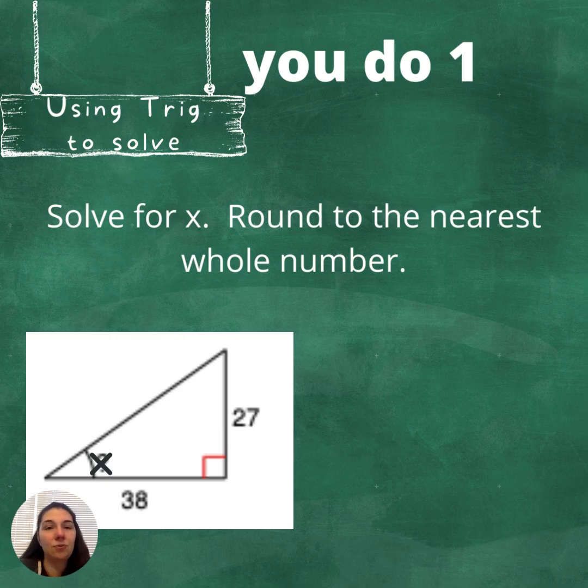And I'd like you to round this answer to the nearest whole number, and you're solving for x. And just for clarifying, maybe this is blurry for you: the bottom is 38 and the right side is 27. Those are the values in this problem, and then there's an x inside.